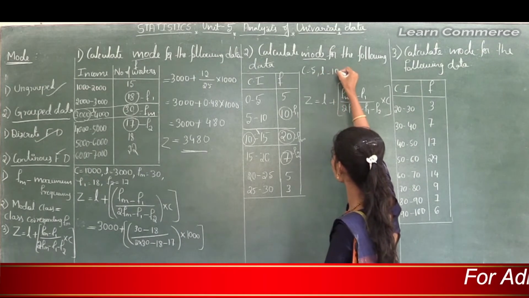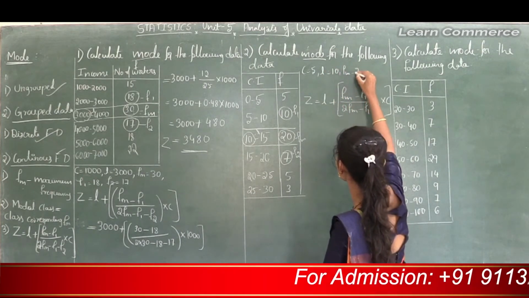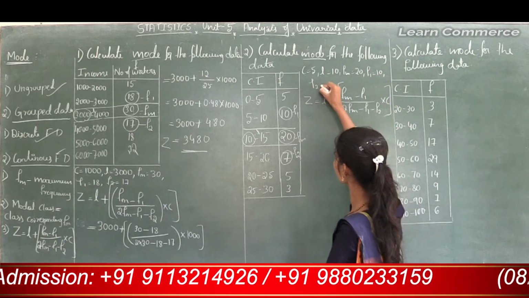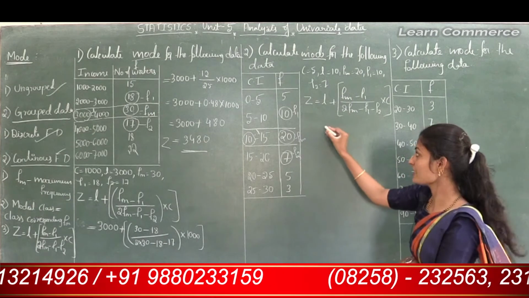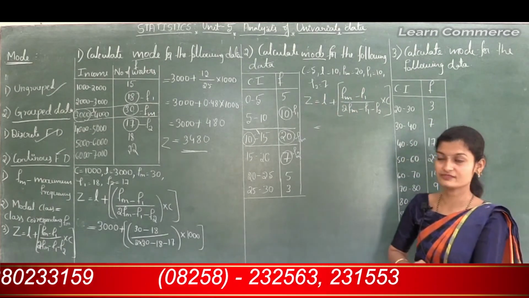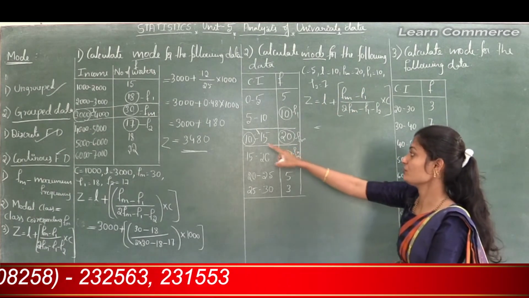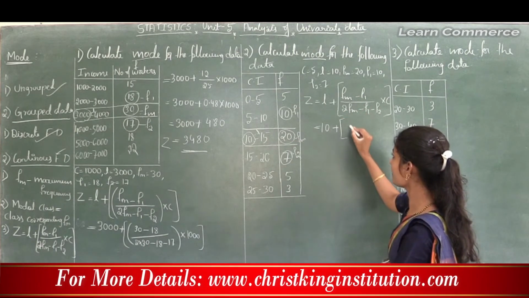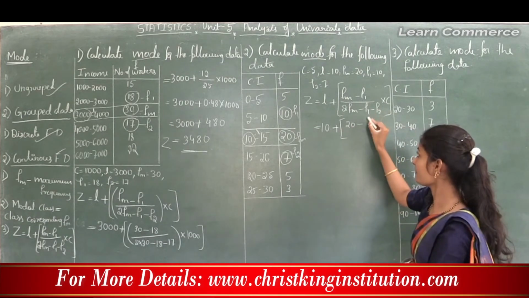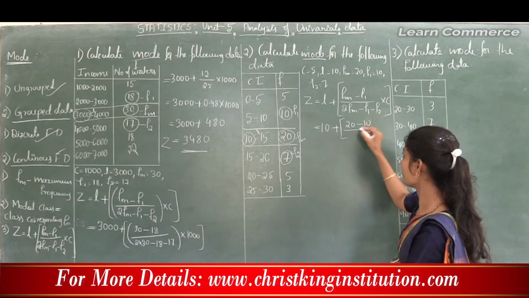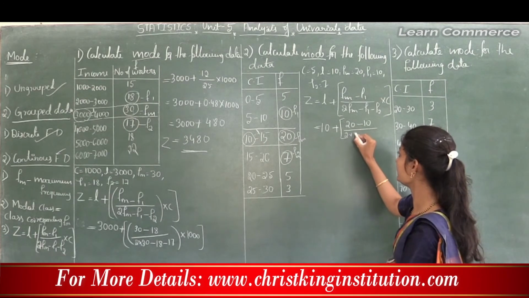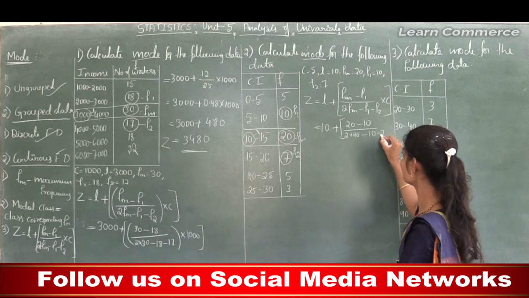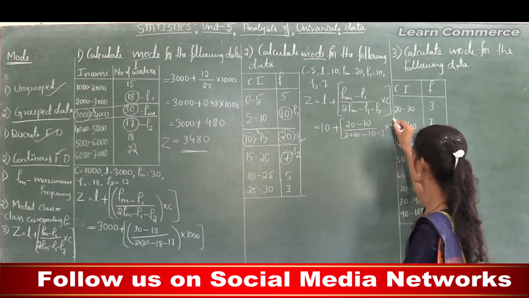L is 10. Then Fm is 20. F1 is 10. Then F2 is 7. So now I will substitute all these values in this formula, that is Z is equal to L, which is 10, plus Fm, so here Fm is 20, minus F1 which is 10, divided by 2Fm, 2 into 20, minus F1 which is 10, minus F2 which is 7, into C which is 5.